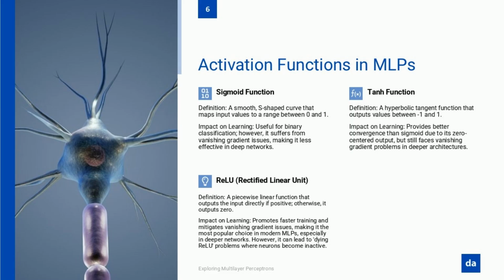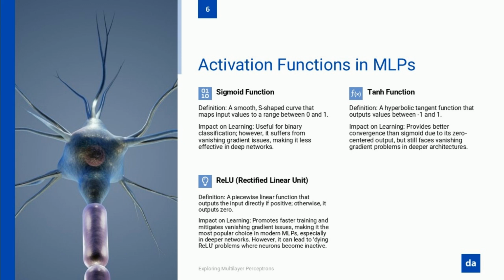So, which activation function is best? Well, that depends on the problem. If you're working with shallow networks or probability-based outputs, sigmoid or tanh might still work. But for deep learning, ReLU, or one of its variants, is usually the best choice.